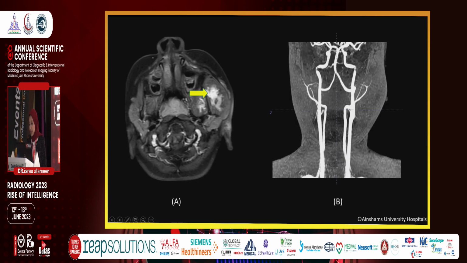Here on the left, this is the axial T1 post-contrast image, and here we can see that there is patchy enhancement of this soft tissue lesion. And on the right, image B, this is the MRA study in which we can see no definite arterial feeder supplying this soft tissue lesion.